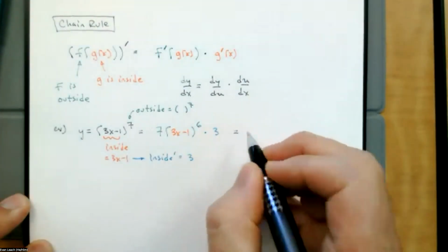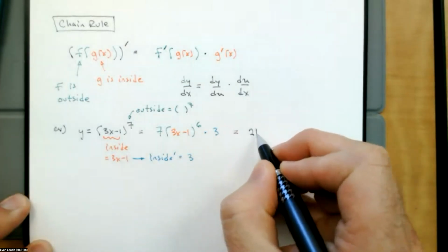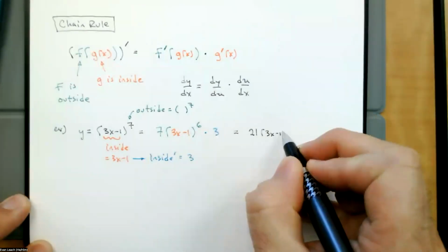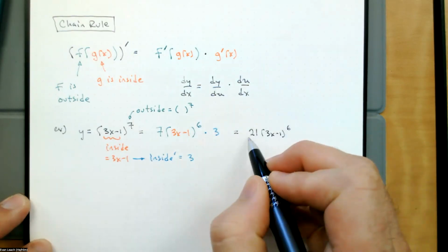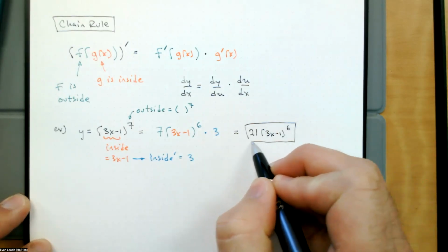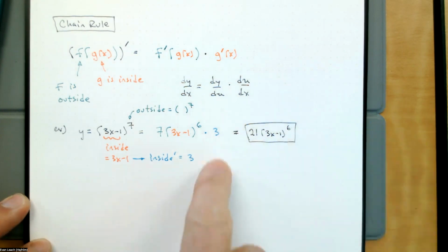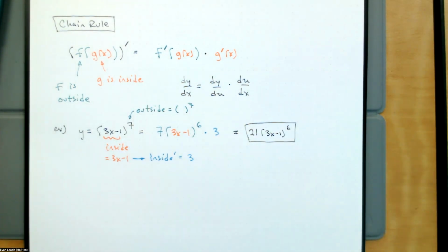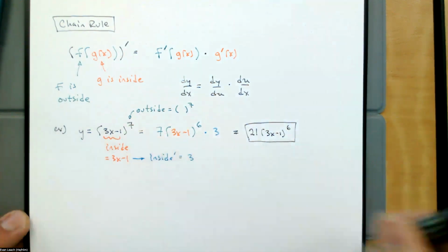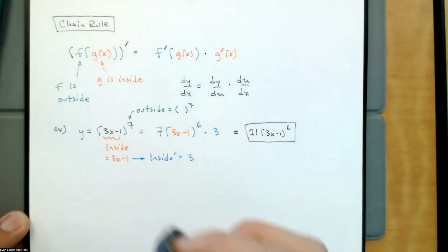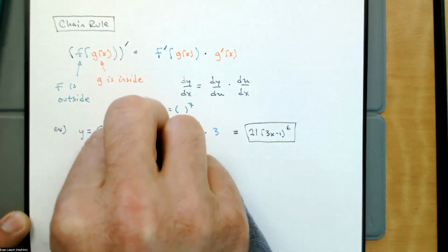Now we might want to simplify this because I got this 3 separated out, so we can call this 21 times 3x minus 1 to the 6th power. This is most likely how we would write our answer, but this is how we arrive at it. Yes. Oh, you're right. C is not equal. The function is not equal to its derivative. Thank you.